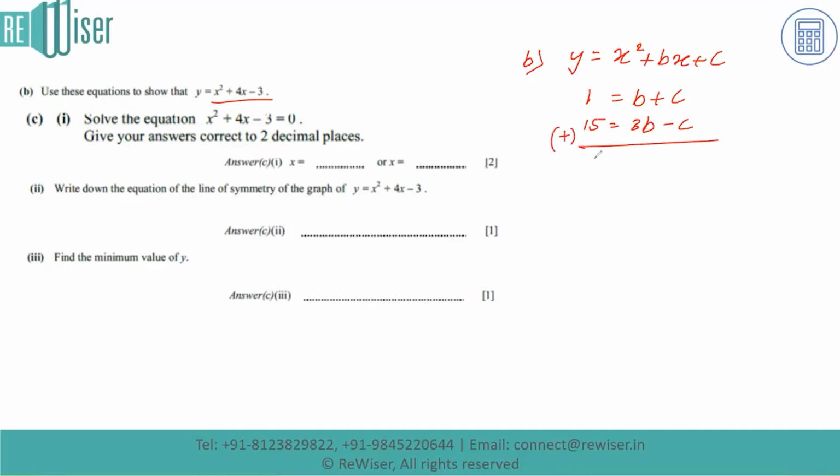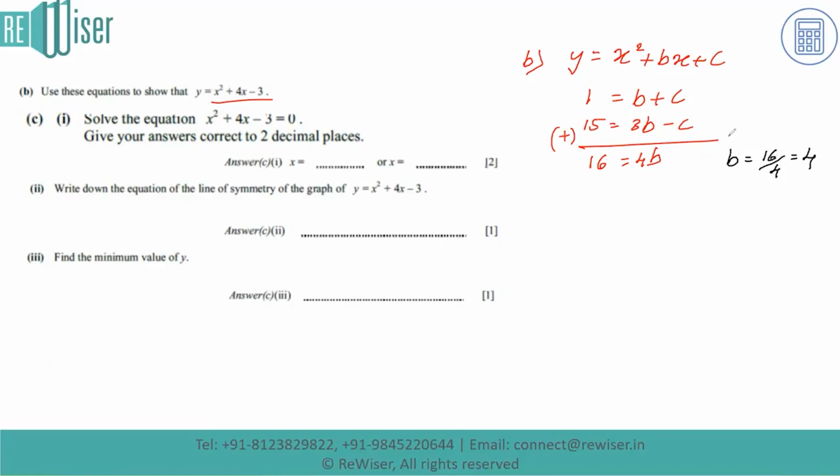So 1 plus 15 equals 16. And b plus 3b has to be 4b. And plus c minus c will get cancelled out. And your 4b equals 16. So that gives us the value of b to be 16 over 4, which is just 4. So the value of b is 4.